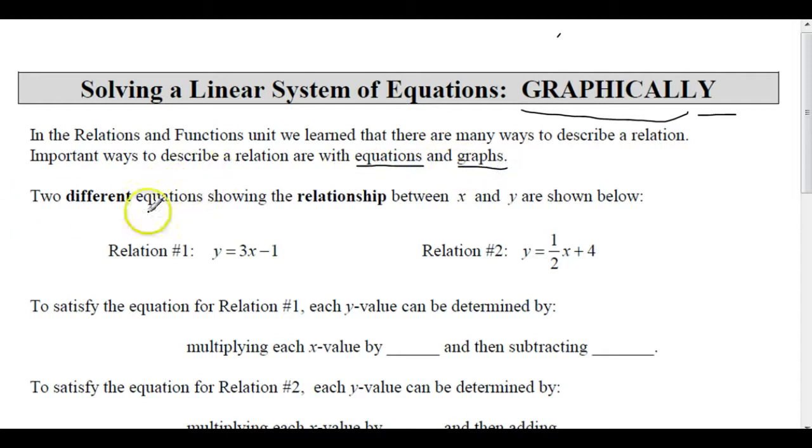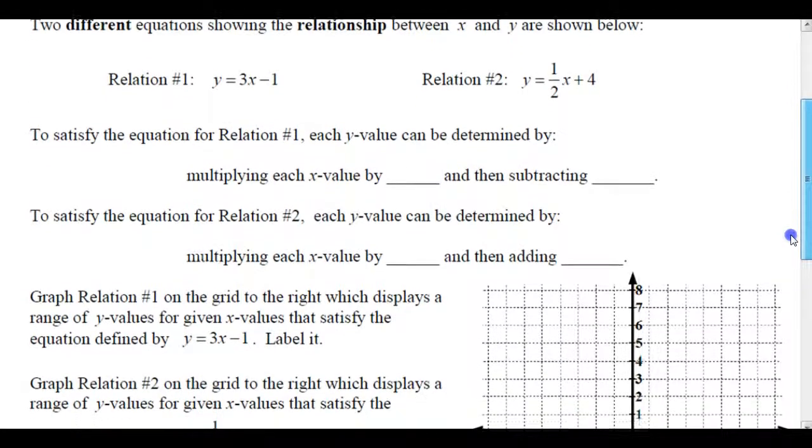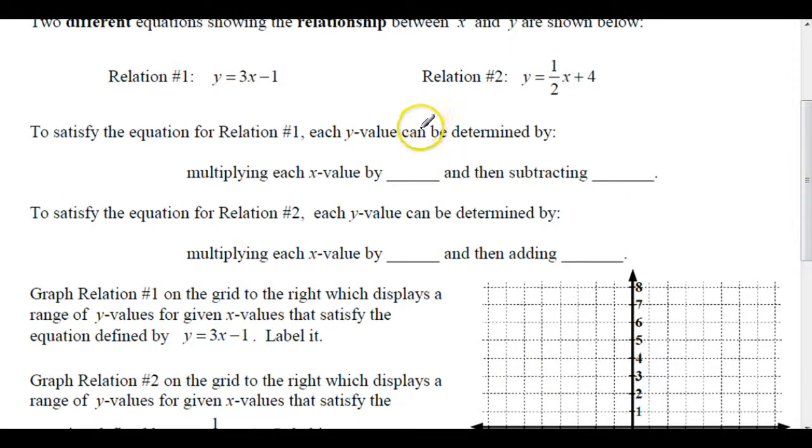Two different equations showing the relationship between x and y are shown below. So we've got relation 1 and relation 2, which of course we also recognize as functions. To satisfy the equation for relation 1, each y value can be determined by multiplying each x value by 3 and then subtracting 1. To satisfy the equation for relation 2, each y value can be determined by multiplying each x value by 1/2 and then adding 4.